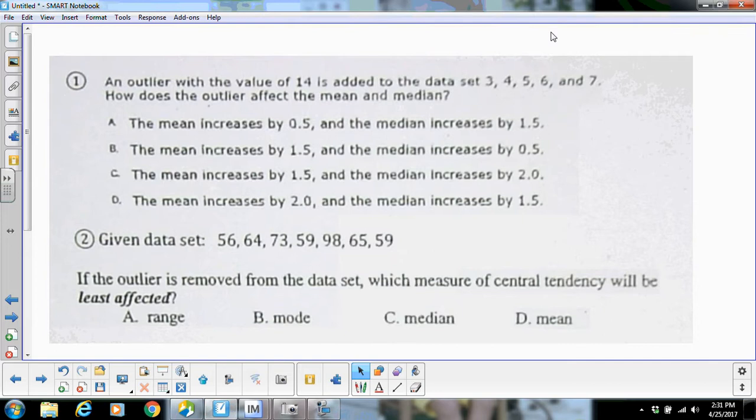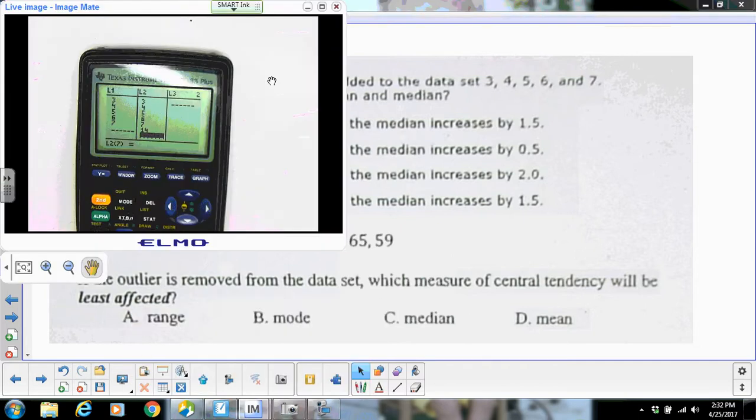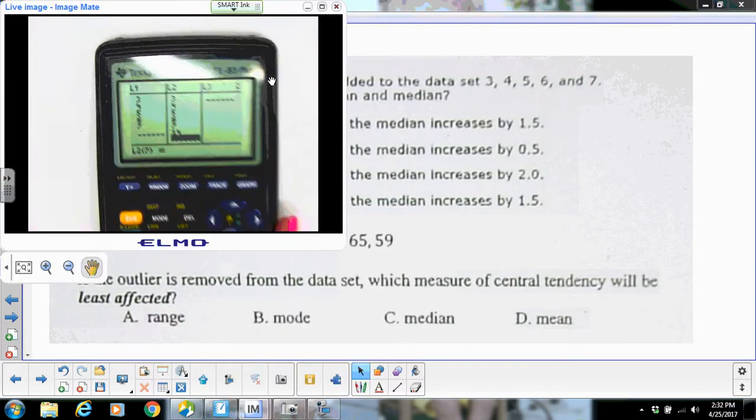But basically on problem number 1, that's asking you, an outlier with a value of 14 is added to the data set of 3, 4, 5, 6, and 7. They want to ask how does that outlier affect the mean and the median. Okay, so what I'm going to try to do is go back and forth between my Elmo and my smartboard and see if it'll work.